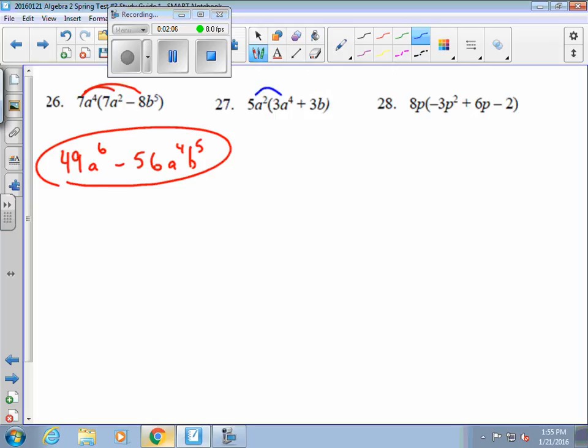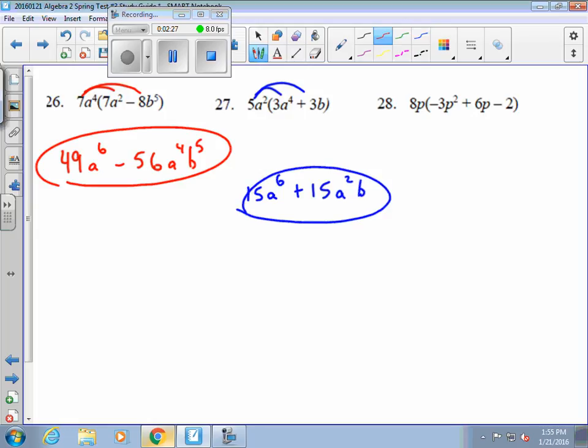Distribute 5a squared times 3a to the fourth. 5 times 3 is 15. A squared plus 4 is going to be a to the sixth. 5a squared times 3b is going to be plus 15. 5 times 3 is 15. But again, you have a and b, so you don't add them together. A squared and simply b, which is to the first power.